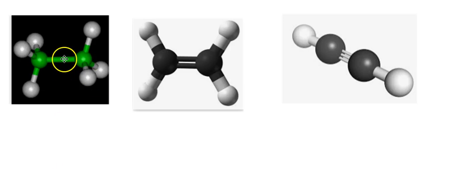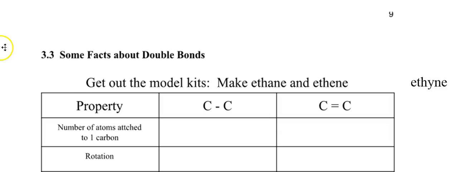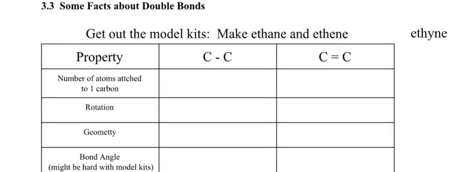Here is my ethane, my ethene, and my ethyne. So take a look right here. How many atoms are attached to this carbon? 1, 2, 3, 4. How many attached to this carbon? 1, 2, 3. And how many attached to this carbon? 1, 2. So let's write that down. So we have 4 atoms attached here, 3 attached here, and 2 attached here, okay?